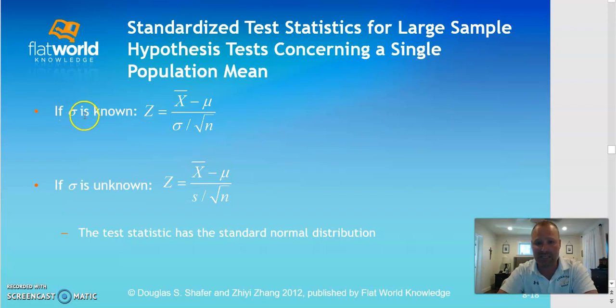Okay, so we can say if the standard deviation is known, then our z-score is going to be the standardized test statistic, or it's going to be our initial value minus the mean divided by the standard deviation over the square root of n, which is our sample size. Next, if the standard deviation is unknown, then essentially we're using the sample standard deviation instead, and that's going to help us to calculate it. The test statistic has a standard normal distribution. So because we're dealing with z here, we can say that this has a normal distribution.